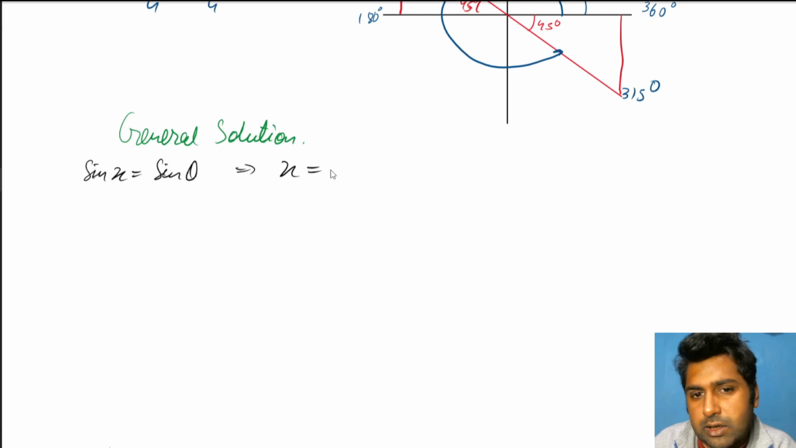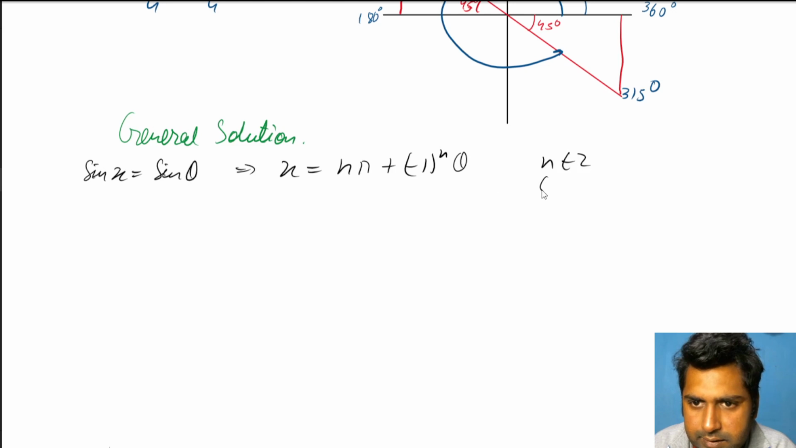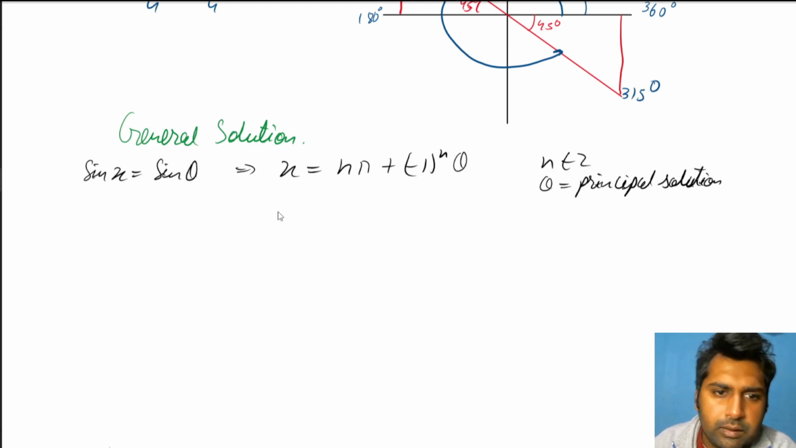So in that case, x is given by x is equal to n pi plus minus 1 raised to power n into theta, where theta is principal solution, n belongs to z. The idea is to use the principal solution which is lesser in magnitude, so basically smaller value. Okay, but we can use any value as such. So this is the format you need to learn.